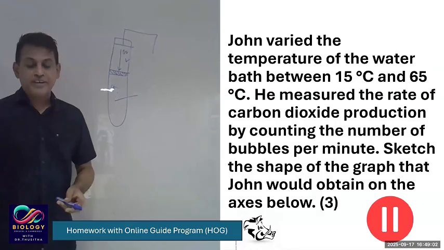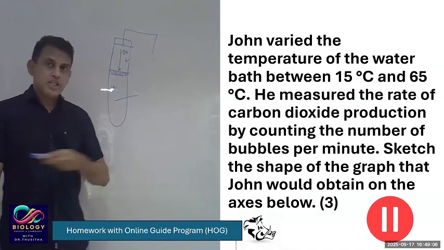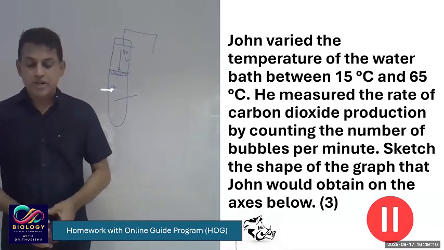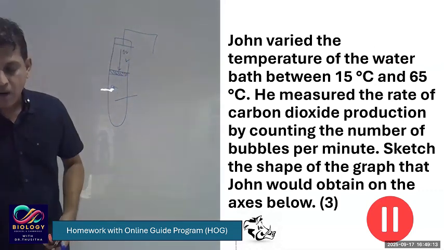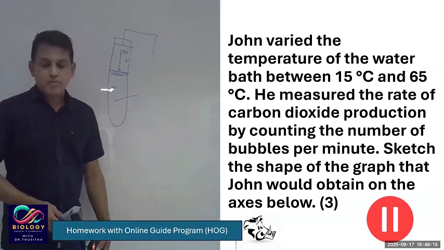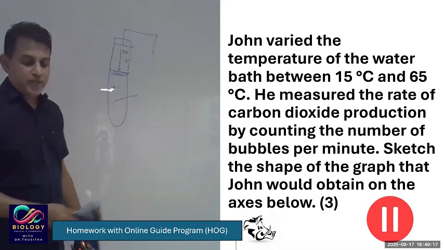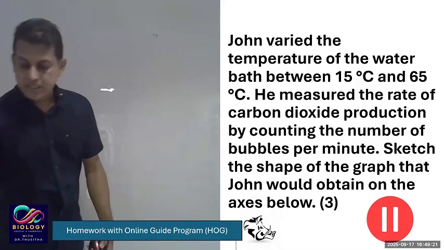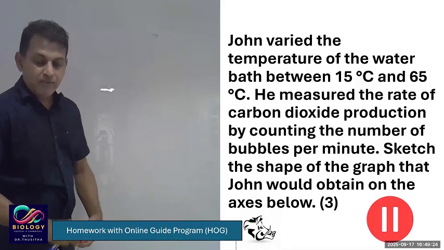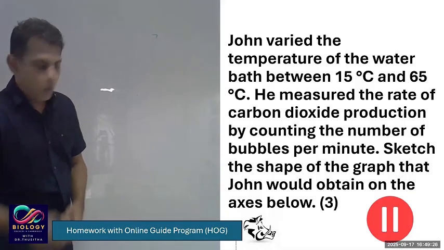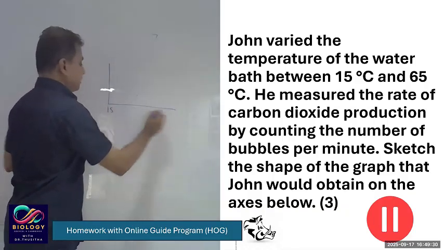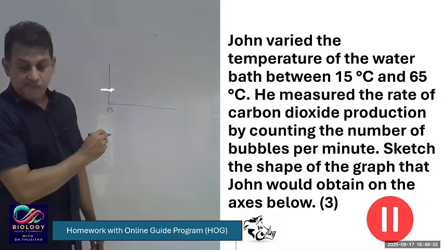Then the next one. John varied the temperature of the water bath between 15 and 65. Now he changed the temperature from 15 to 65. He measured the rate of carbon dioxide production by counting the number of bubbles per minute. Sketch the shape of the graph that John would obtain on the axes below. We learned that previously. If we have different temperatures, what will happen? Enzymes are affected. So 15 to 65.